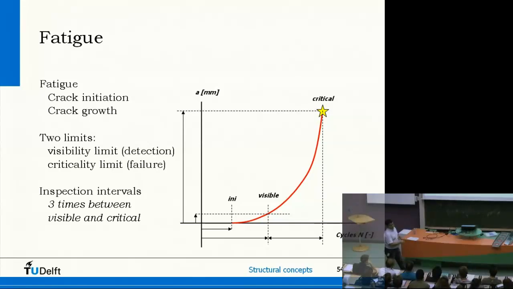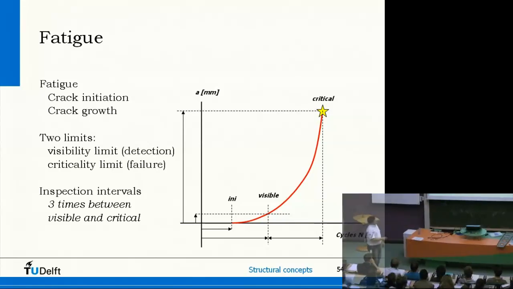If you have a new aircraft, of course you may hope there is not much damage in there. So we assume in many cases there's no damage. Just after some time, it takes some time before damage, cracks, initiate. This is this period. But as soon as it is initiated, we do not see it detected during our inspections. Only when it becomes visible, after this period, we are able to detect these cracks, these damages. And we have to detect them before the damage becomes critical.